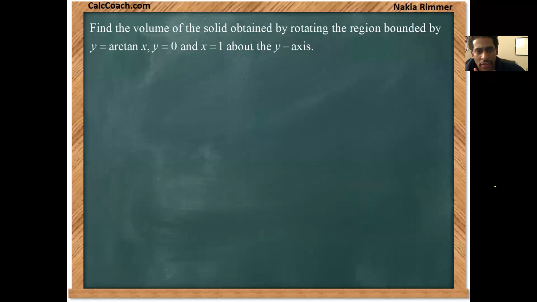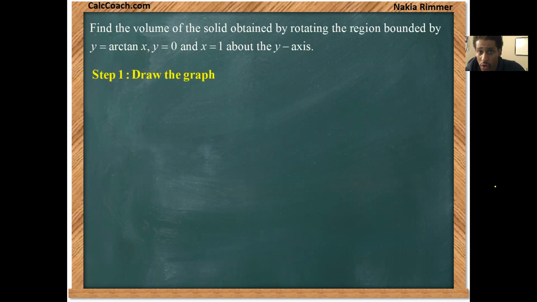In this question, we're asked to find the volume of the solid obtained by rotating the region bounded by y equals the arctan of x, y equals 0, and x equals 1, and we're going to rotate that about the y-axis. So it's a volume question.